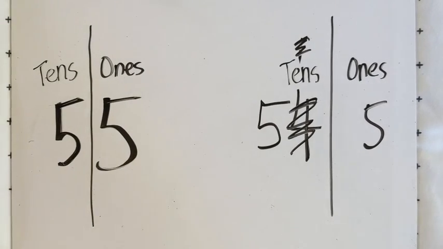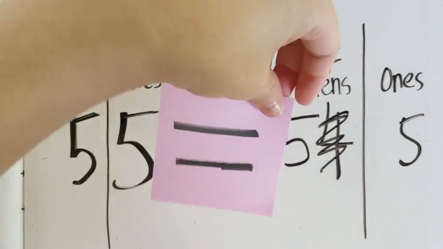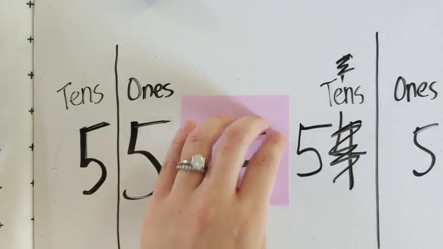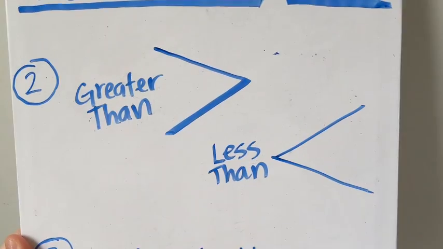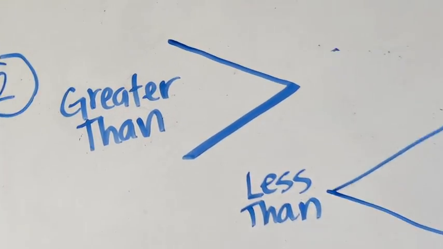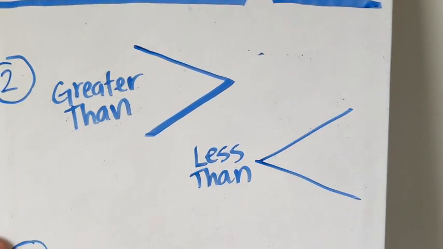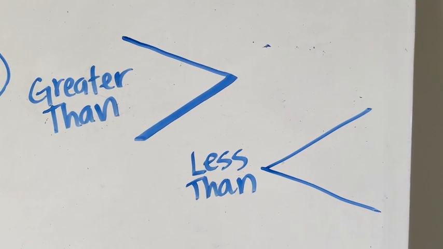What do you notice? Which one is bigger? Looks like they're both exactly the same. See? I tricked you. So now you know what greater than is for and what less than is for. And now you know that there is also an equal sign for equal to.